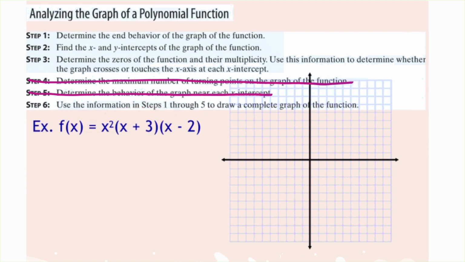If I were to multiply this out, this is going to be a degree 4 function, meaning the highest power of x will be x to the 4th. If I were to multiply it out, x times x squared times x, and then x squared times x again, my lead term would be positive x to the 4th. So it is a degree 4 polynomial with a positive lead term coefficient.